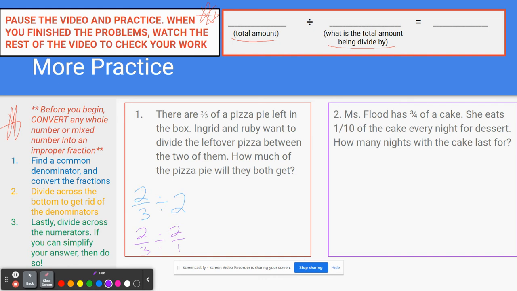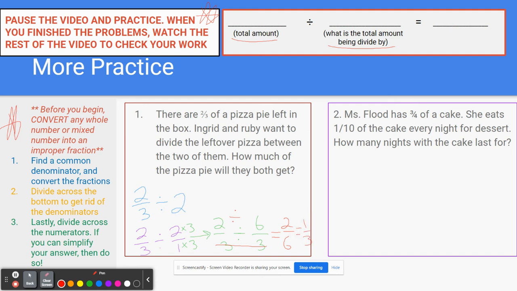I need a common denominator there. A common denominator between 3 and 1 is 3. So let me rewrite that again. 2/3 can stay as 2/3, and 2 over 1, times 3, 2 times 3 is 6. So now I have 2/3 divided by 6/3. I can go ahead and cancel out the denominators and then just divide across the numerators. 2 divided by 6 can just be written as 2 over 6, right? The fraction line means divide by. So 2/6, and that can be simplified to be 1/3.